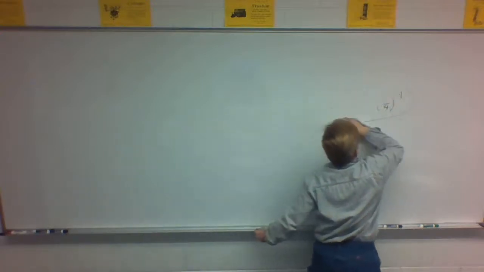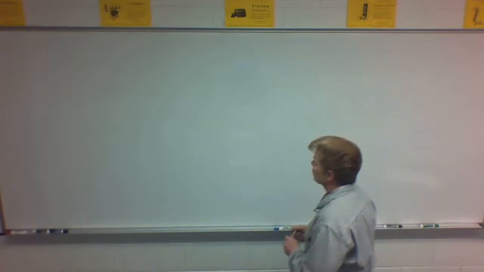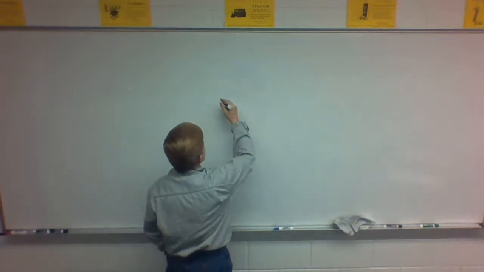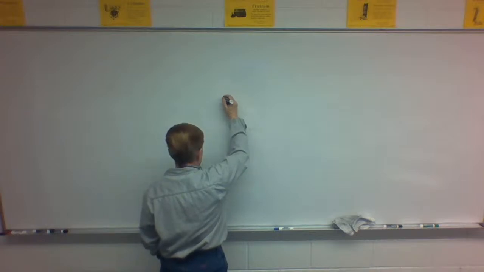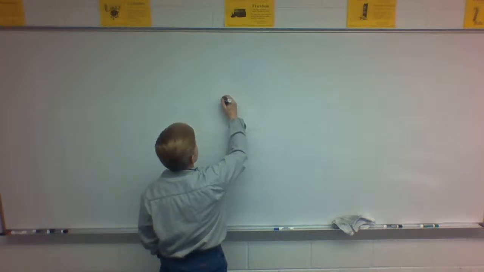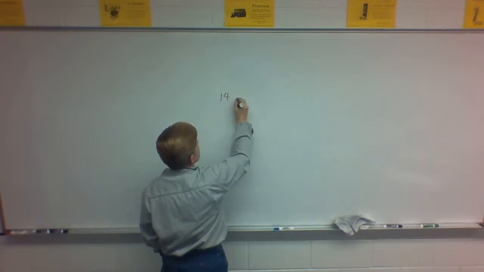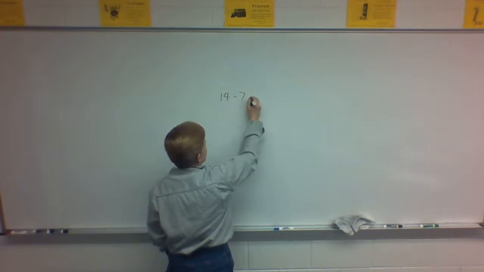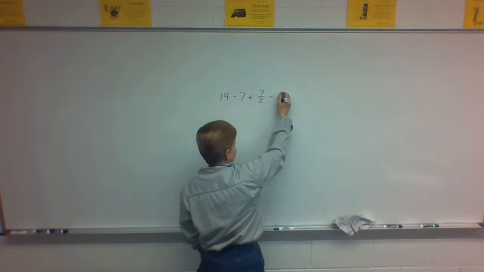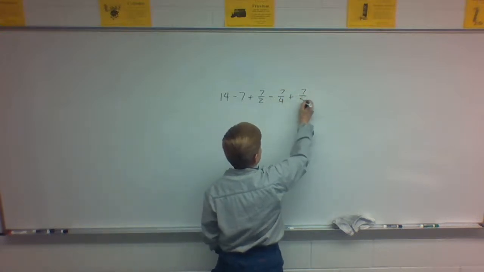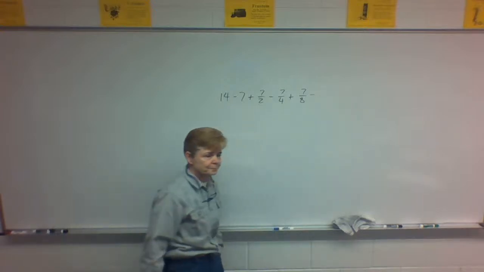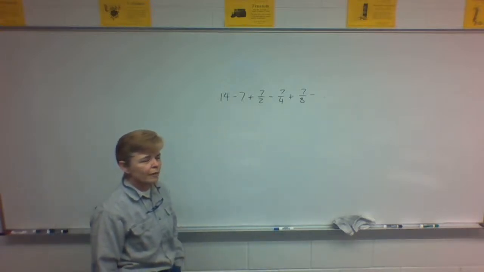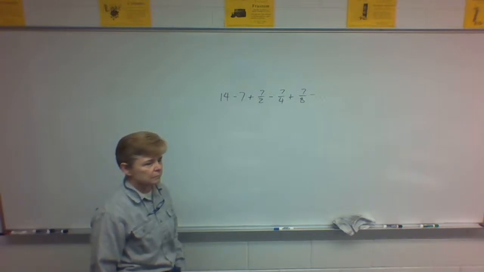All right. Consider this one. This is the way it's offered. Something like this: 14 minus 7 plus 7 halves minus 7 fourths plus 7 eighths minus, forever. Will this have a sum? This one is trippy.